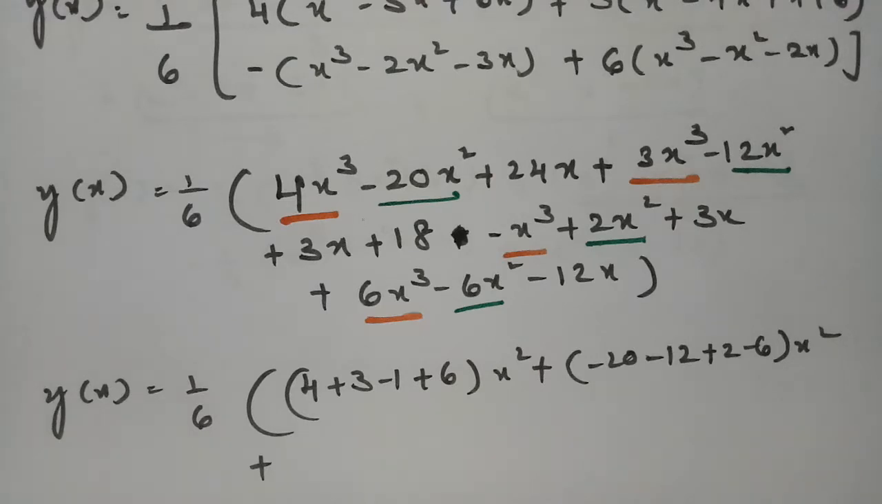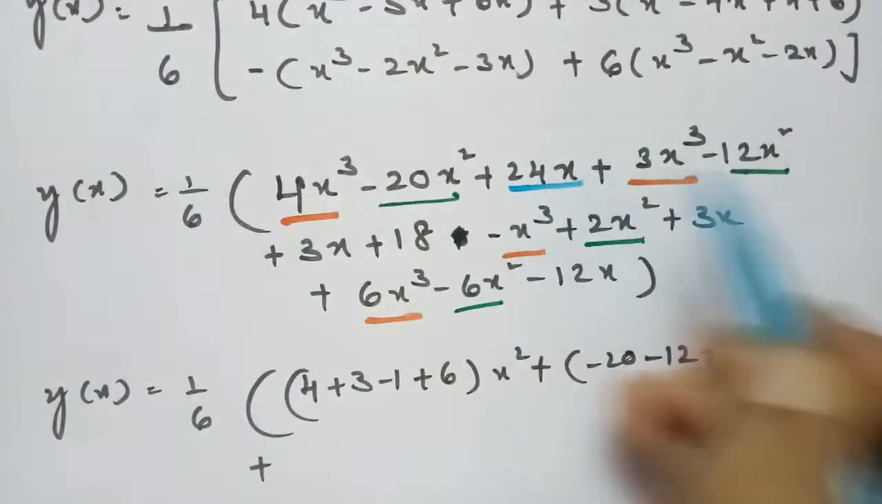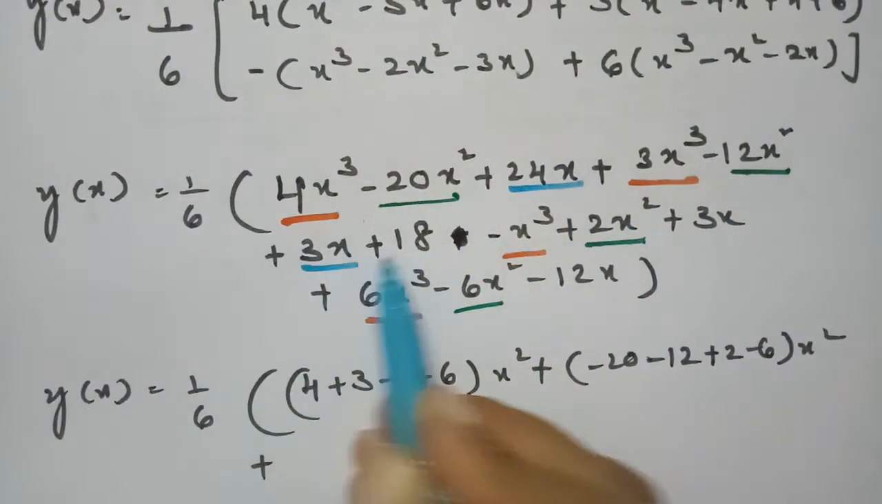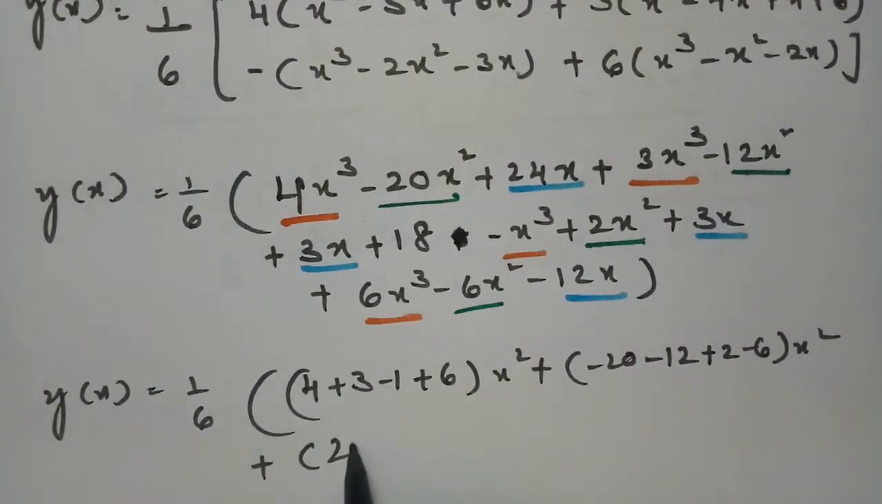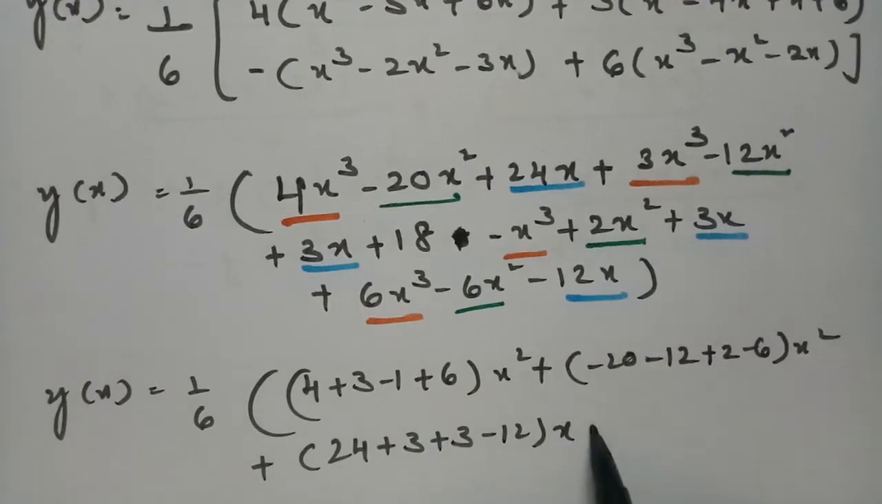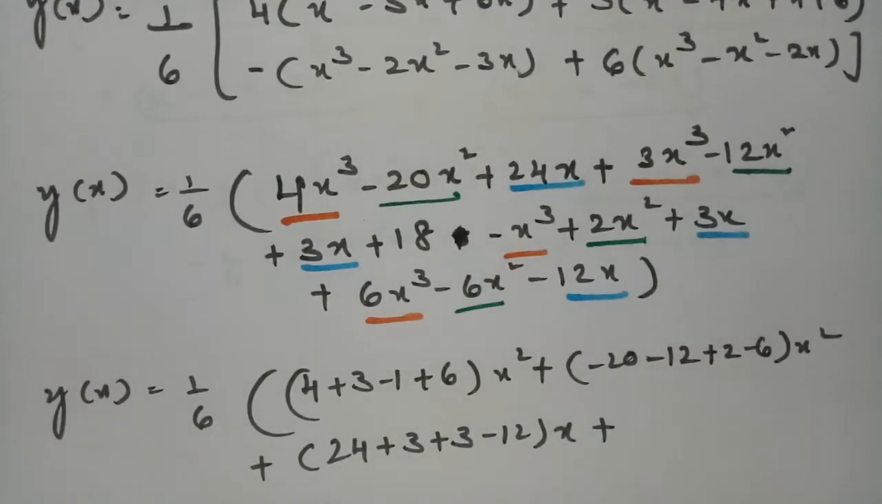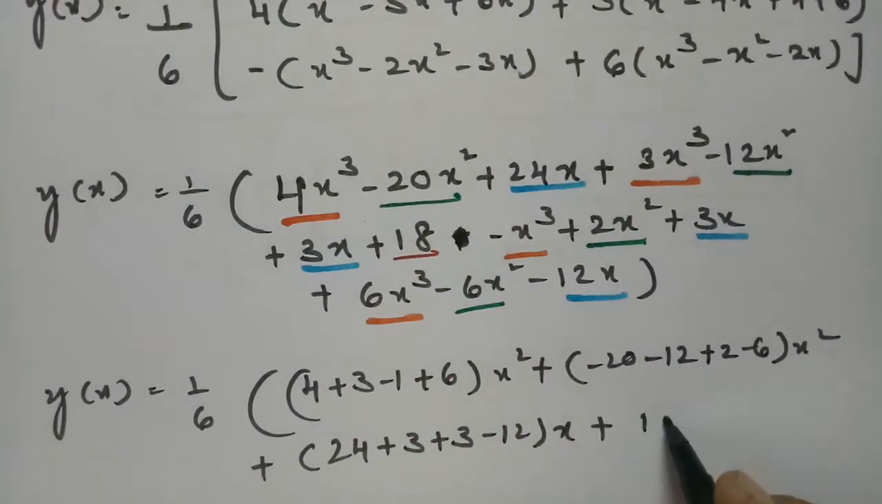if I take x common here, these are all the x terms, which is equal to 24 plus 3 minus 12 into x, and here the constant value is 18. So this is the only thing remained here, 18.